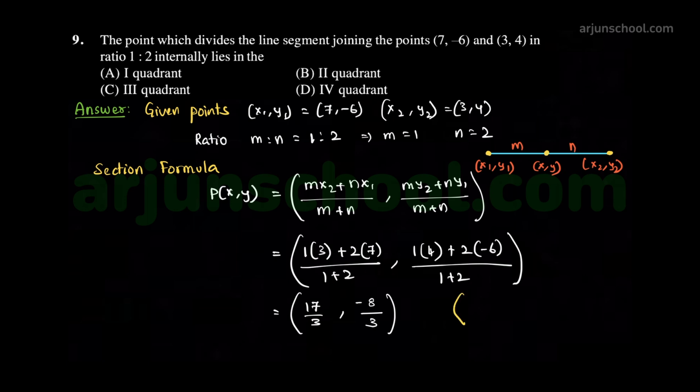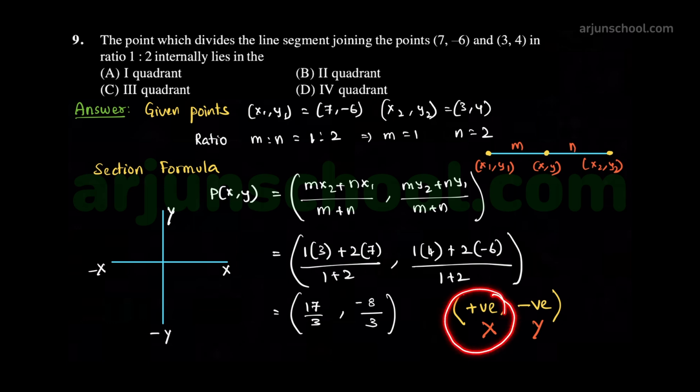Now let us observe the sign of these coordinates. Positive, negative. X coordinate is positive, y coordinate is negative. Now let us see where this point is seen on the graph. Positive x-axis, positive y-axis, then we have negative x-axis and negative y-axis. X coordinate is positive and y coordinate is negative. Therefore, the point lies in this quadrant.